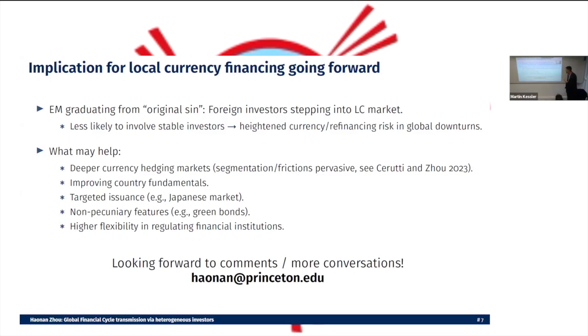But given some segmentation frictions and the overall low depth of these emerging market currency markets, this is potentially going to make hedging costs on the other side of the market even more expensive. If global financial tightening happens, these speculators, like carry traders, exit the market. That is potentially going to have an additional cost on those real investors who really want to hedge their investment. So this is where I see a lot can be done on the currency hedging front. But overall, a lot has to do with reducing segmentation and friction in the currency hedging market.